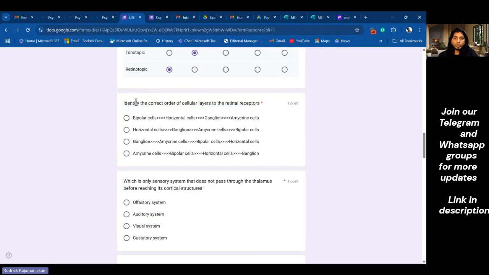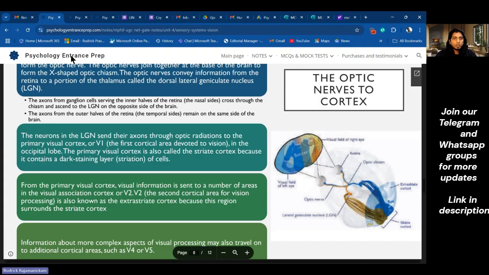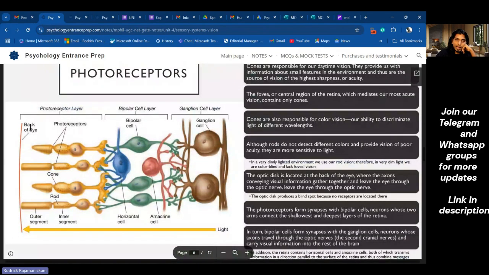Moving on, the order of cells in the retina. I remember it by the acronym GABH: ganglion, amacrine cells, bipolar, and then horizontal cells. You'll be able to find it in the retina's picture. You have the back of the eye here. The first layer is ganglion cells, bipolar, and then horizontal cells. And lastly, you have the receptors, and then the back of the eye.